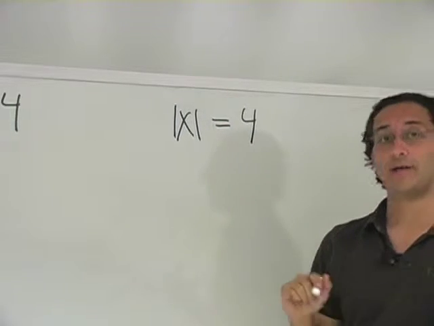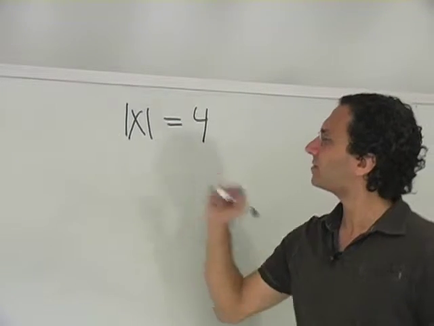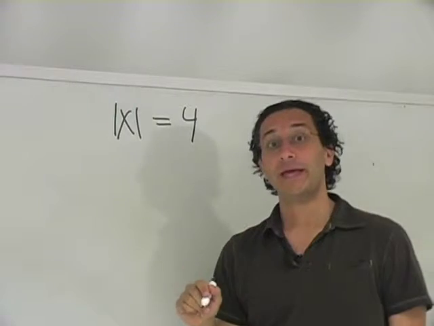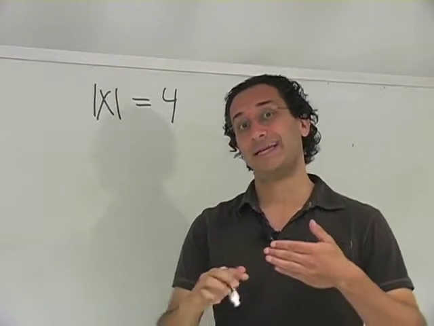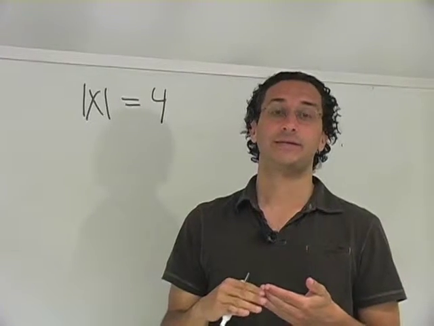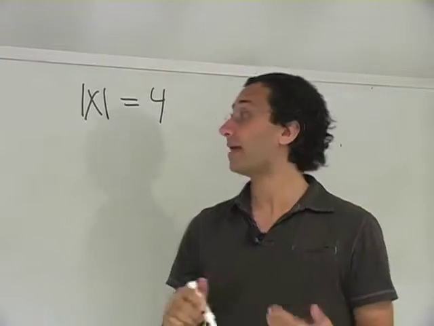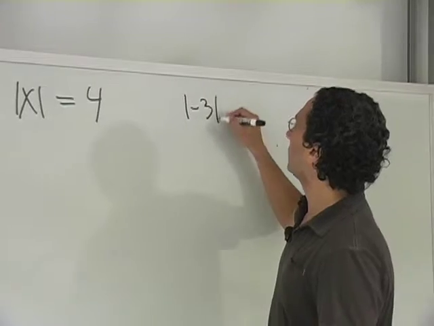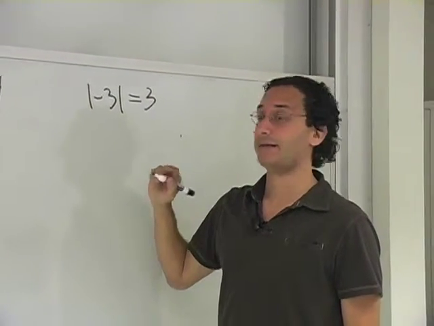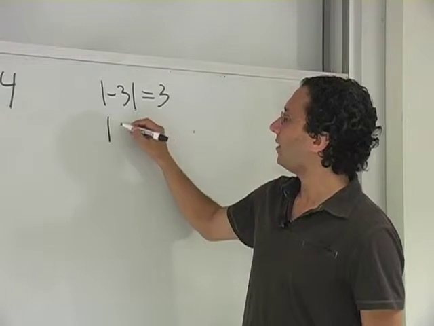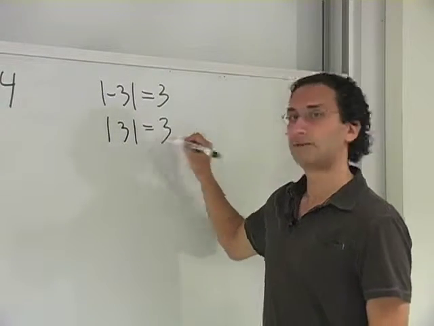Well, if the absolute value of x equals 4, let's remind ourselves, what does the absolute value do? It takes any number and gives it its non-negative equivalent. So in other words, the absolute value of negative 3 is 3. Non-negative, not negative. The absolute value of 3 is just 3.